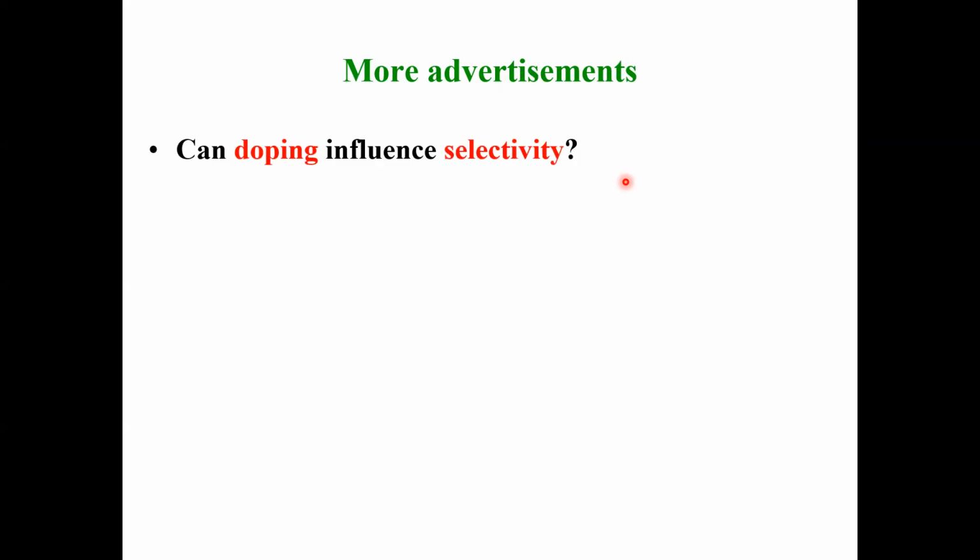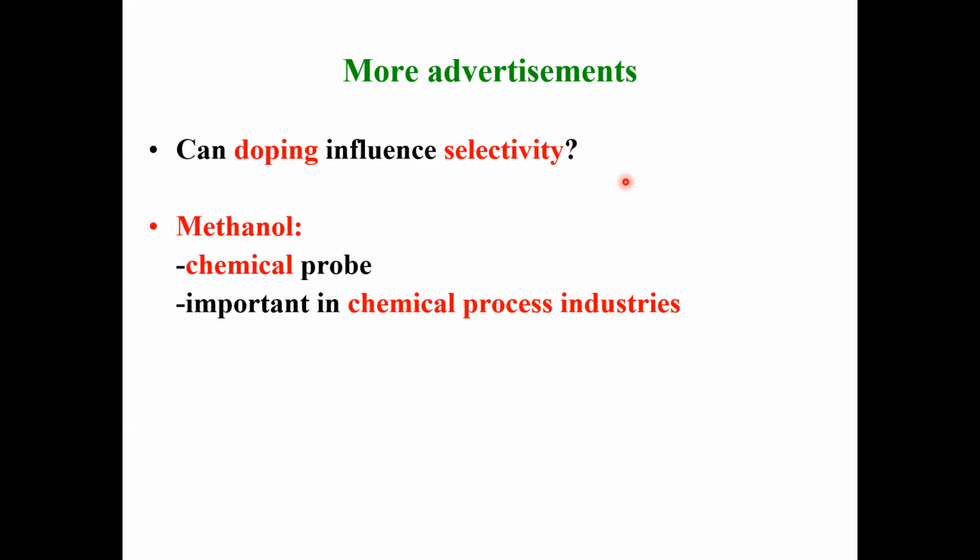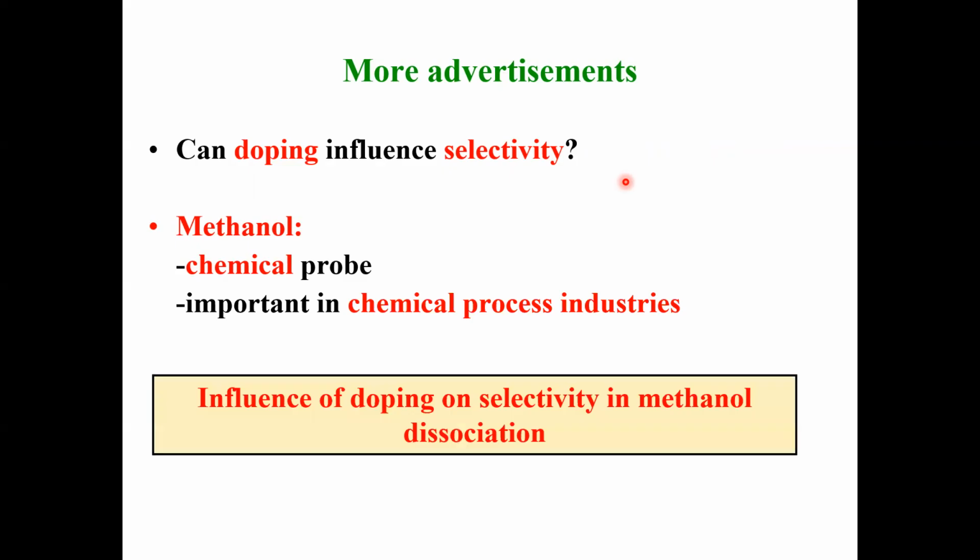So we will look at some other system here. Can doping influence selectivity? We used methanol as a chemical probe. Again, methanol to formaldehyde. This is an important system in chemical process industries. So we are looking at whether dopants can influence selectivity of methanol dissociation. This is the first step. Sometimes you may not be able to study all steps. You may be able to study one important step that might be a rate determining step. That's the way we were thinking. Can a dopant influence one particular step of the reaction pathway?